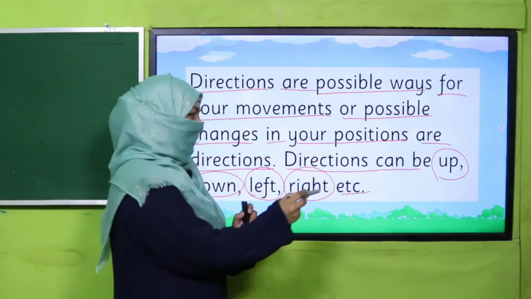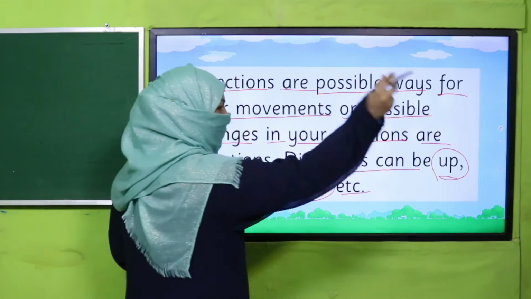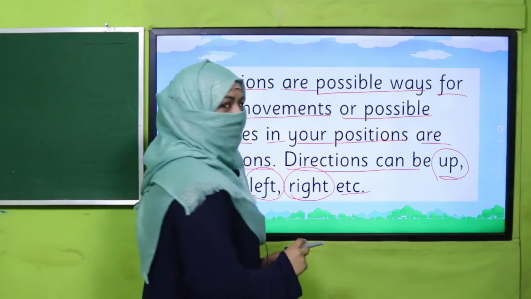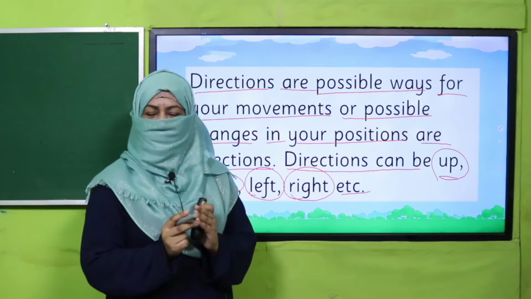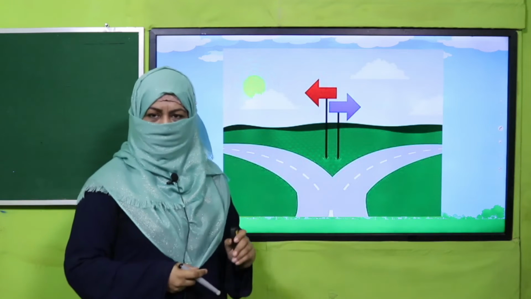Okay, so these are up, down, right, left. This is how we talk about directions, right? So when you look at these arrows, do you find out?